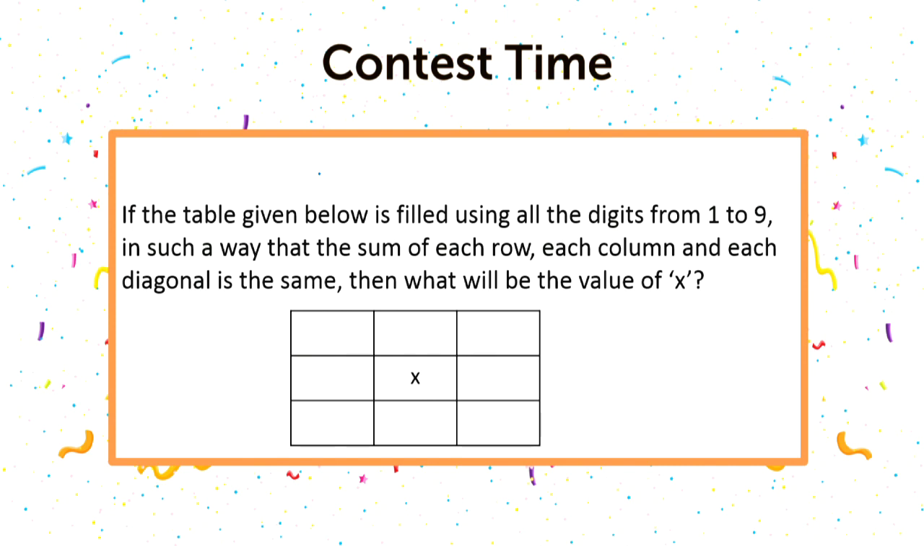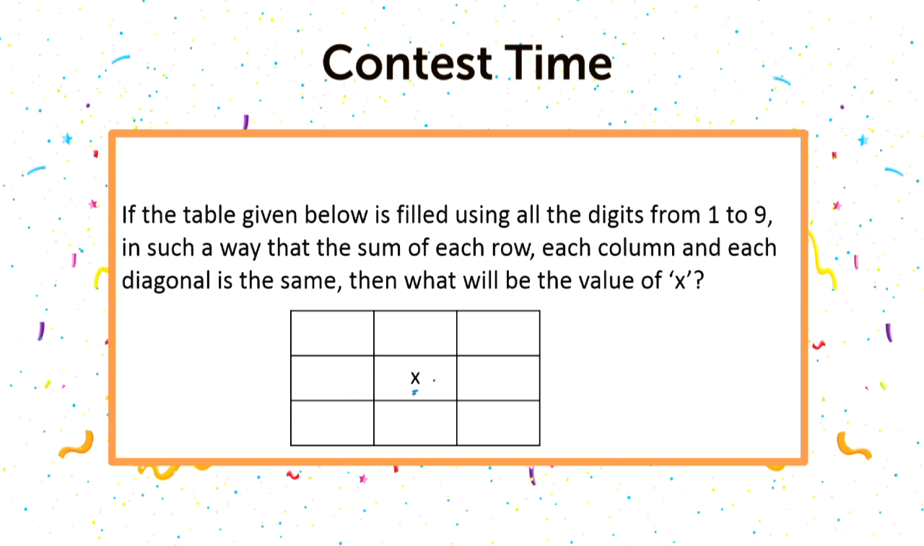If the table given below is filled, so we have a table here with 3 rows and 3 columns, total 9 boxes are there. If the table given below is filled using all the digits from 1 to 9, like a Sudoku, you have to fill all the digits from 1 to 9 in such a way that the sum of each row, each column and each diagonal is the same, then what will be the value of x? So x, the number that should come here, what number should come in the place of x, right? This x we are talking about.